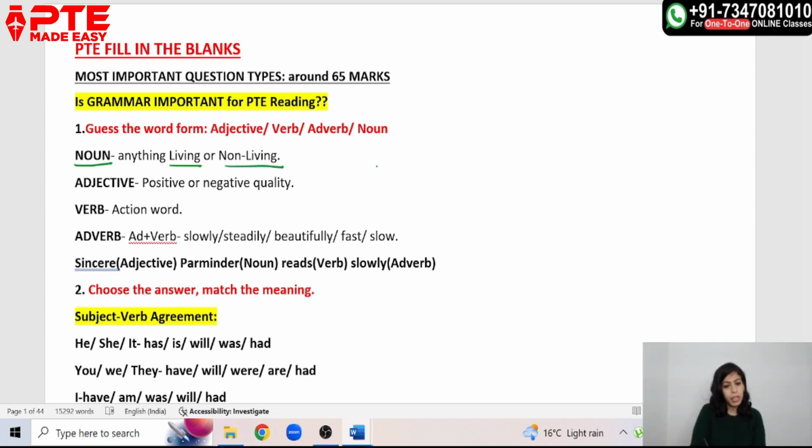Now, adjective. What is an adjective? Adjective is a describing word. If you remember when you were in school, this is the way you were being taught, right? They used to tell you that adjective is a describing word. It describes a noun. Basically, adjective is something which describes a noun. So it is going to tell something positive or negative about a noun. It can be a positive or a negative quality, that doesn't matter. But it is going to describe a noun. Now, next is verb. Verb is an action word.